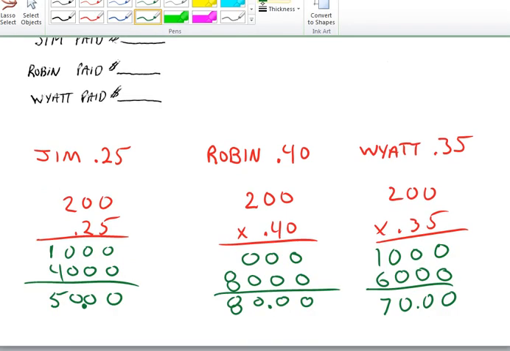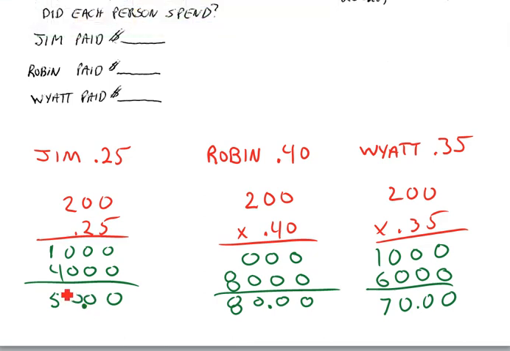Okay, and if we calculate that out, to save you some time, we see that Jim paid $50. Robin paid $80. And Wyatt paid $70. And if you add that up, that adds up to $200.